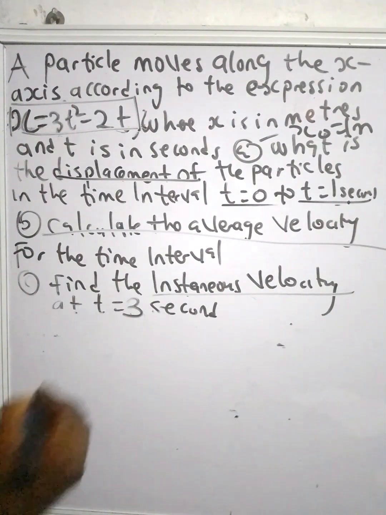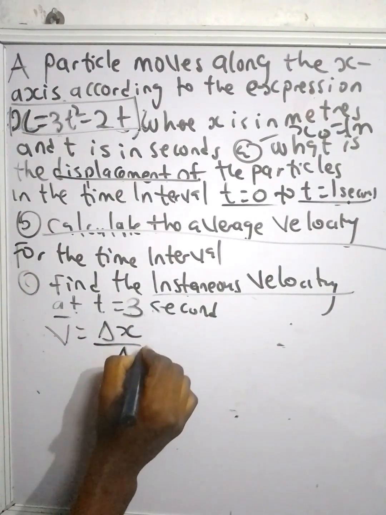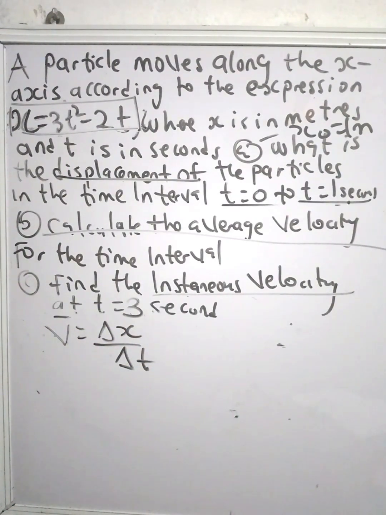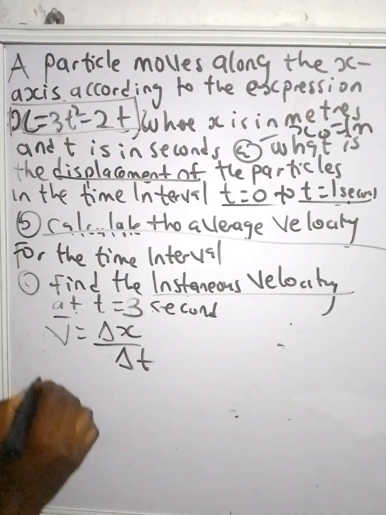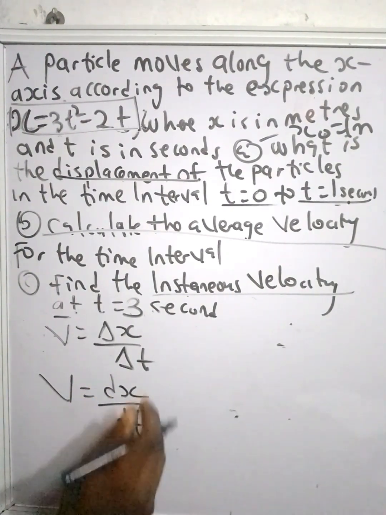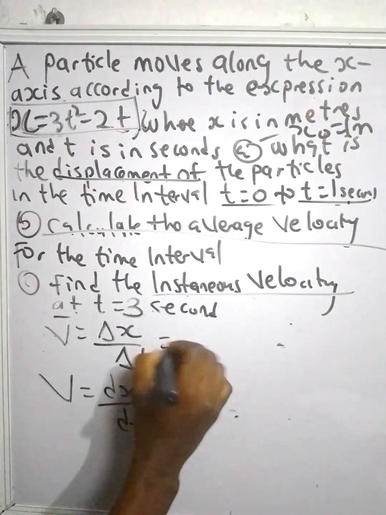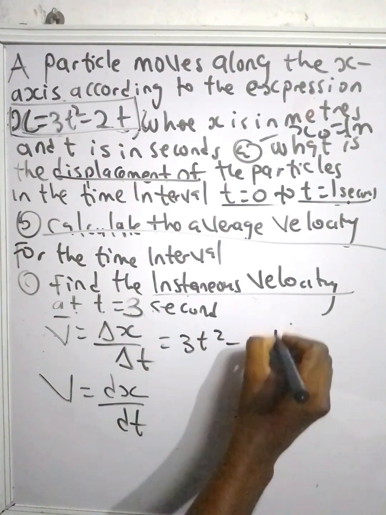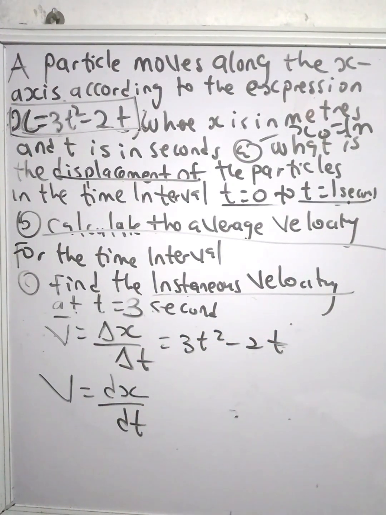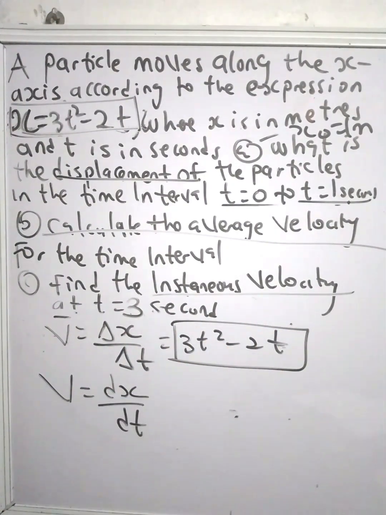Now I told you that average velocity is always the change in s over the change in t, right? For our instantaneous velocity, it is always v equals ds over dt. Why? Because here we want to differentiate. The expression they gave me is 3t squared minus 2t. If I want the instantaneous velocity of this, I need to differentiate it. If you don't know how to differentiate, it's very simple.